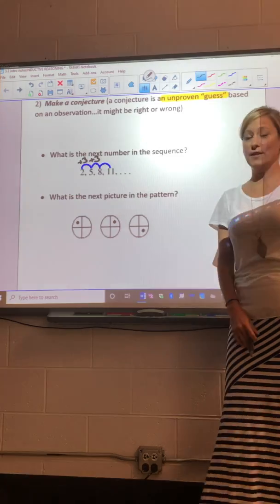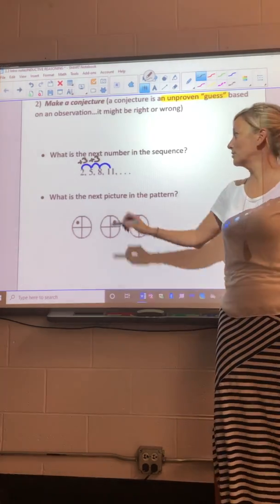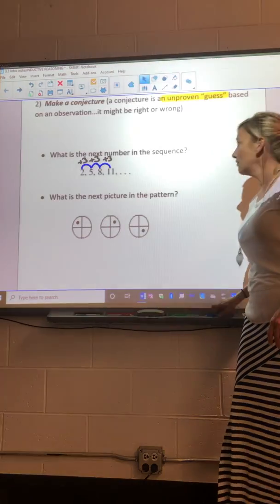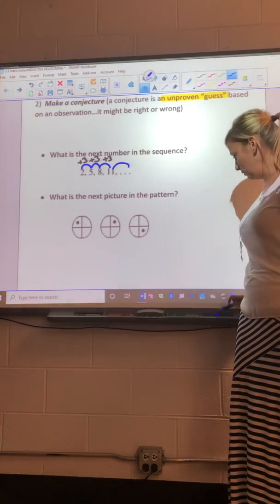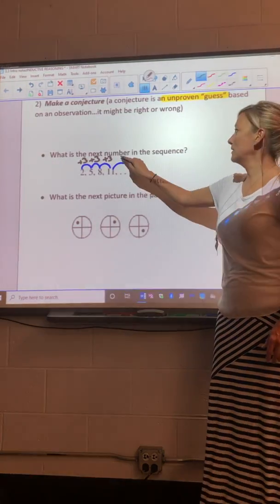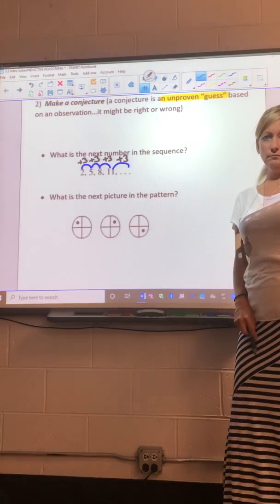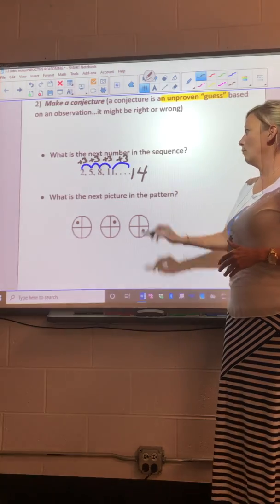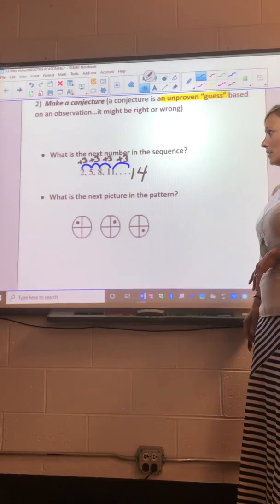Let's see if that's true for the next one. 8 to 11, that's plus 3. So all you'll do to find the next number in the sequence is add 3. It's based on a pattern that you're seeing, and you're noticing what number can come next. So that's all you would do.